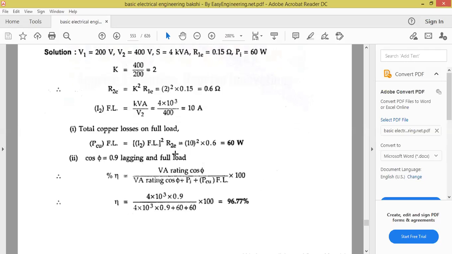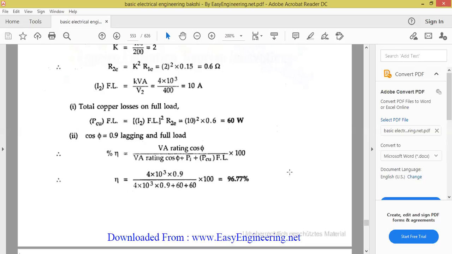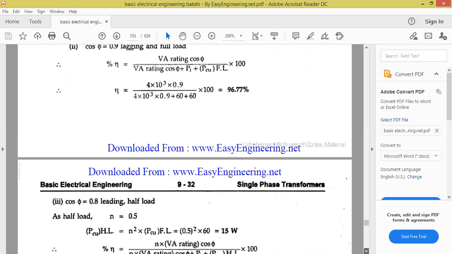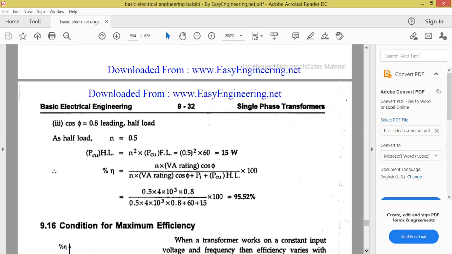Now, in the previous problem they had given R1 and R2. Now here R01 they have given, you have taken directly. So VA rating means kVA, which is given, 4 into 10 power 3, 4 kVA, now into the power factor of this bit. Okay, what is the load? 4 into 10 power 3, substitute iron loss plus copper loss, you are going to get 96.77%. As the load increases, efficiency increases with load. Transformer is a static device, so efficiency will be high, 95 to 99. Now let us take the third bit.